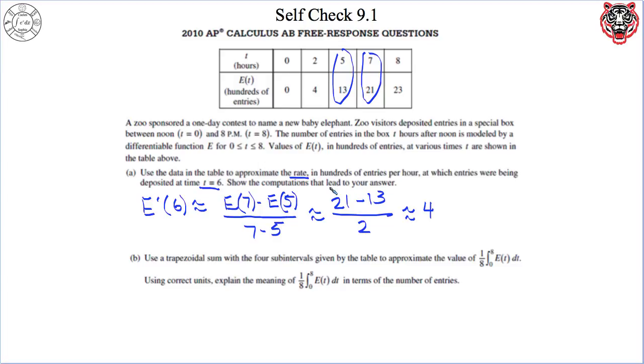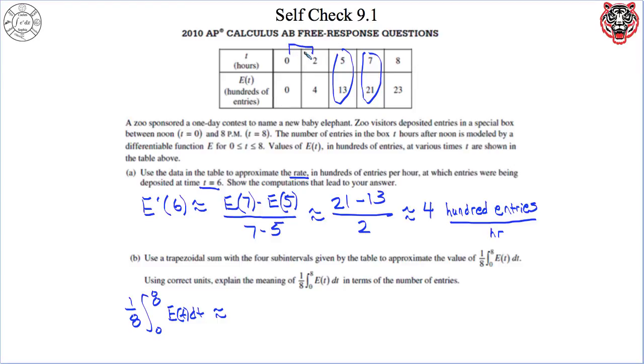And our units here, it's the derivative, so it's going to be hundreds of entries per hour. So 400 entries per hour. Perfect. Okay, part B, use trapezoidal sum to approximate this thing. Okay, so we have 1/8 of the integral from 0 to 8 of E(t) dt.